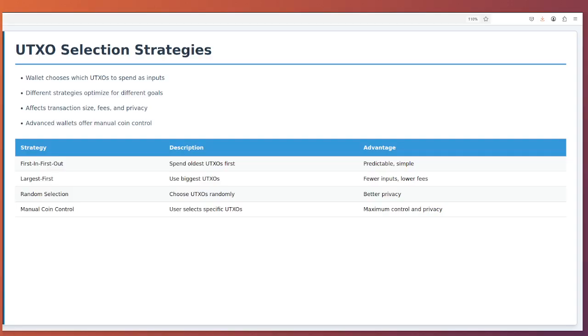If you receive many small payments, you accumulate many small UTXOs, sometimes called dust. Consolidating these during low fee periods by combining them into larger UTXOs makes sense. Some wallets automatically consolidate UTXOs when fees are low. Understanding UTXO selection helps you manage your Bitcoin more efficiently, minimize fees, and maintain better privacy. It is an often overlooked aspect of practical Bitcoin usage that can significantly impact your experience.